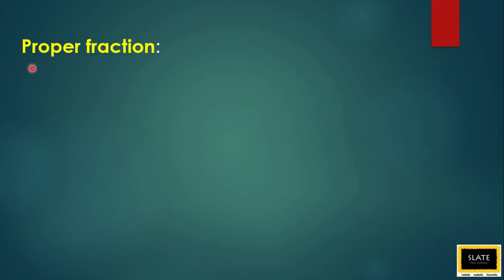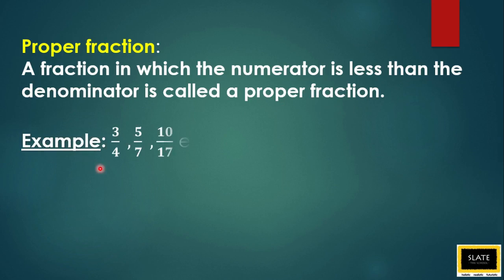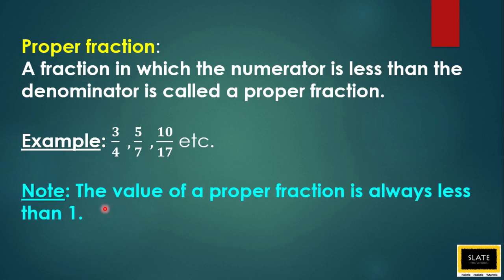Let's see what is meant by a proper fraction. A fraction in which the numerator is less than the denominator is called a proper fraction. If you see the example 3 by 4, you can see 3 is less than 4. So the numerator is less than the denominator. 5 by 7, 10 by 17, etc. Please note that the value of a proper fraction is always less than 1.